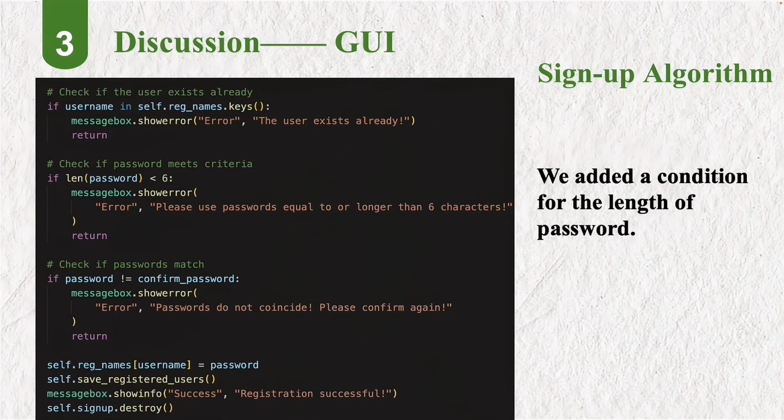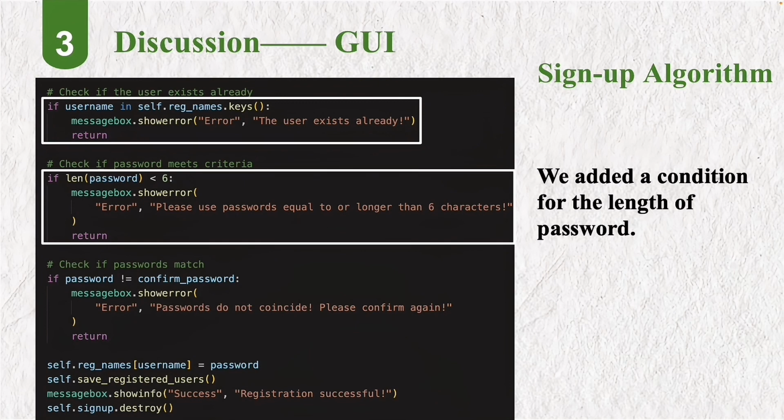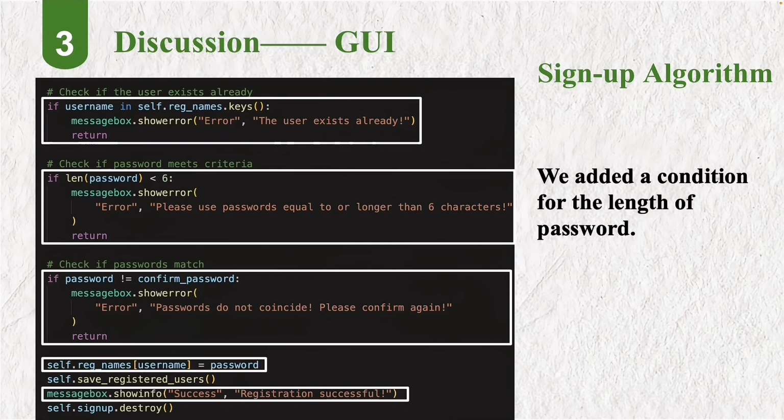Here we develop several sign-up algorithms. You can see we consider the case where the user already exists, the case where the password is not equal to or longer than 6 characters, and also if the user confirmed the password wrongly. If everything goes well, you will see the notification, just as we showed in the demo video, that registration is successful. Then your sign-up information will be saved and memorized.